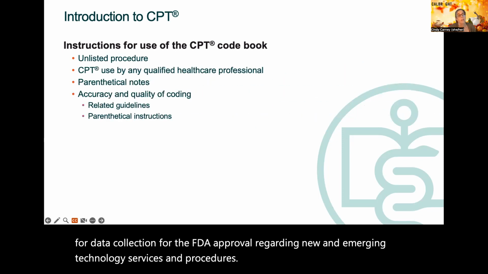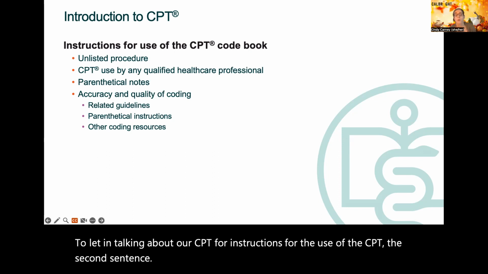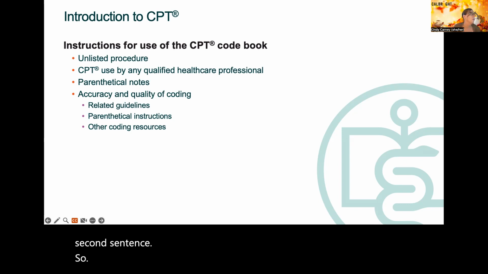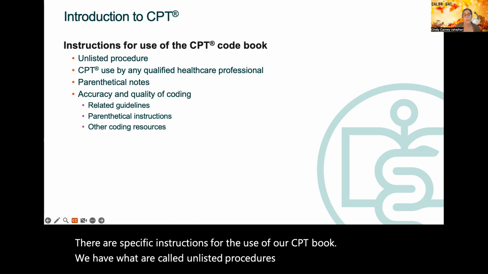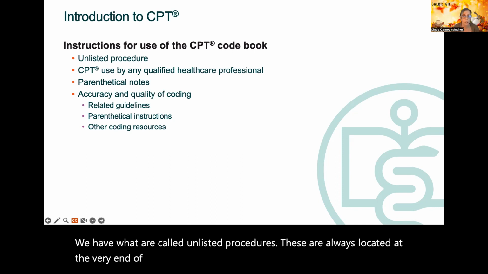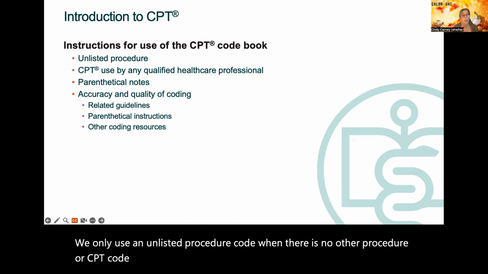All right. So in talking about our CPT, for instructions for the use of the CPT, the second sentence. So there are specific instructions for the use of our CPT book. We have what are called unlisted procedures. These are always located at the very end of a section and end with a 99. We only use an unlisted procedure code when there is no other procedure or a CPT code to describe the service that was provided to the patient.